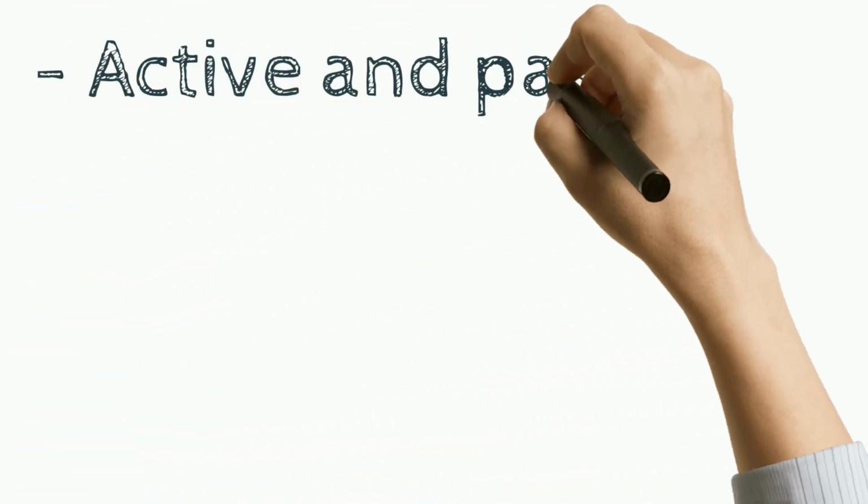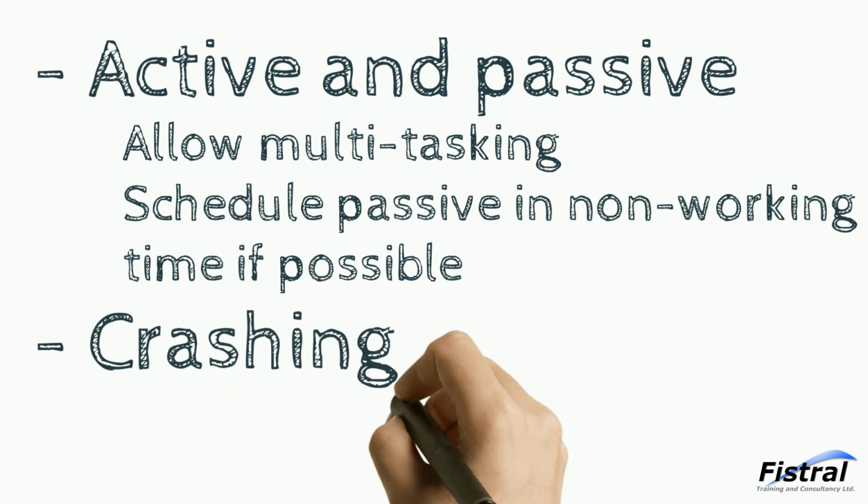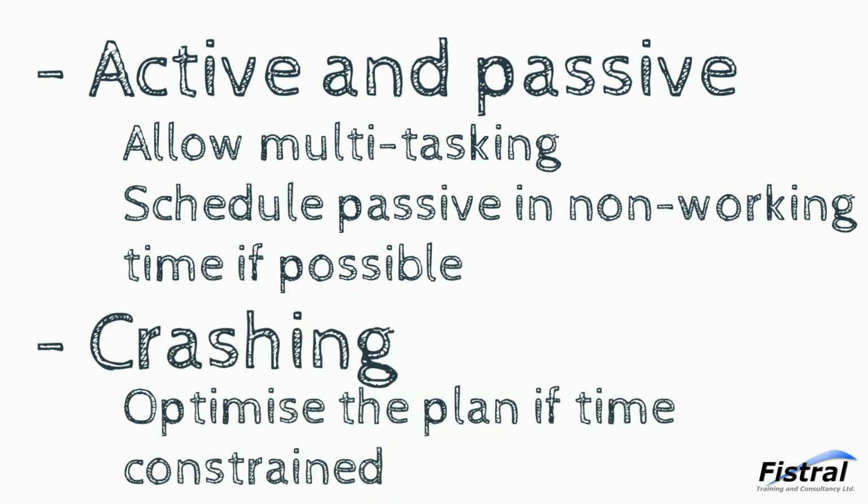So in summary, make sure you include both active and passive tasks in your work breakdown structure, as it gives us the opportunity to multitask. And if we need to optimize our schedule further, then we can consider crashing to speed things up.